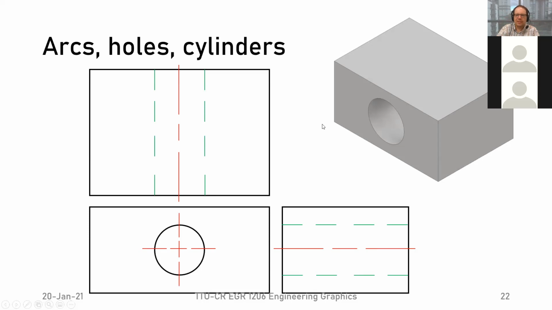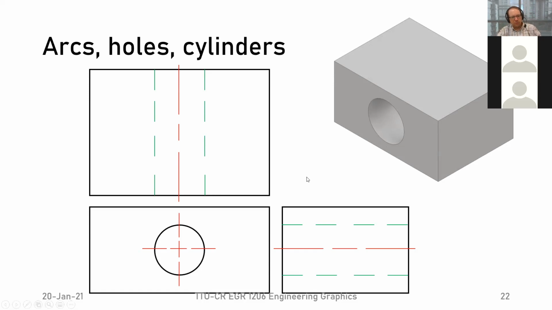So now the next big thing that we have to tackle are holes, or any kind of arcs and cylinders. If you look at the right here, we can see this block, and this block has a hole that has a constant diameter and goes all the way through. It's a very straightforward type of hole. And now the question is, how do we draw that in our drawings?